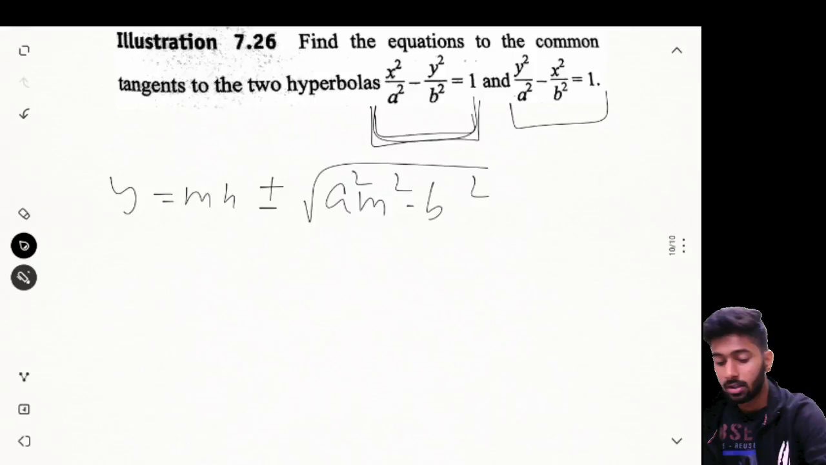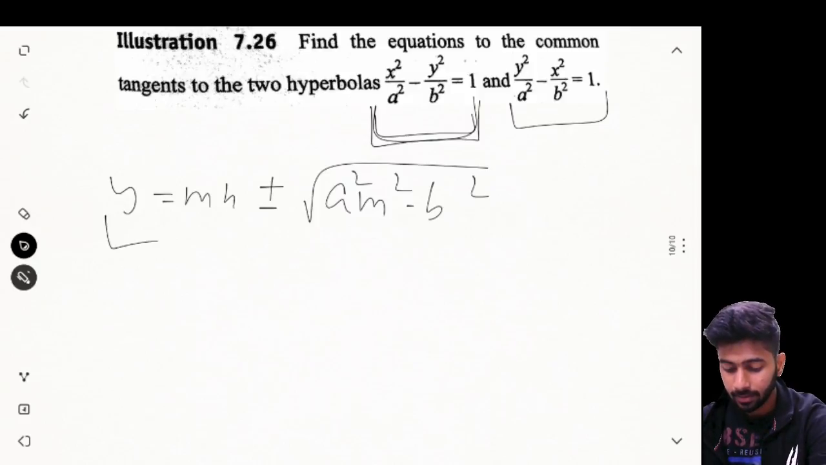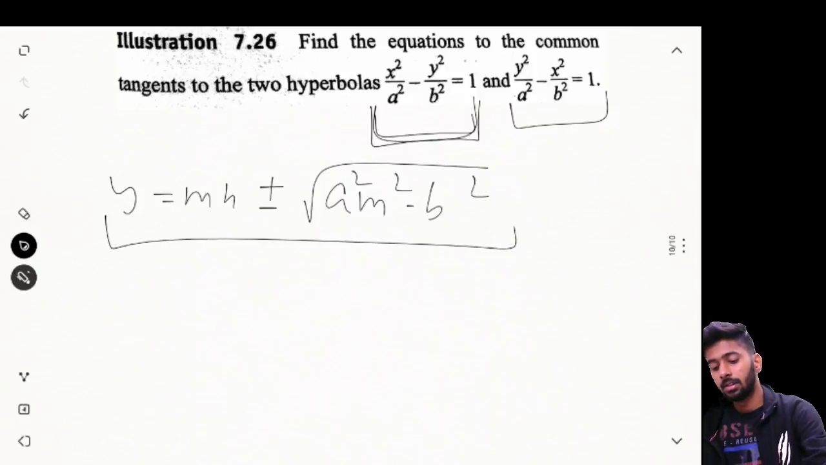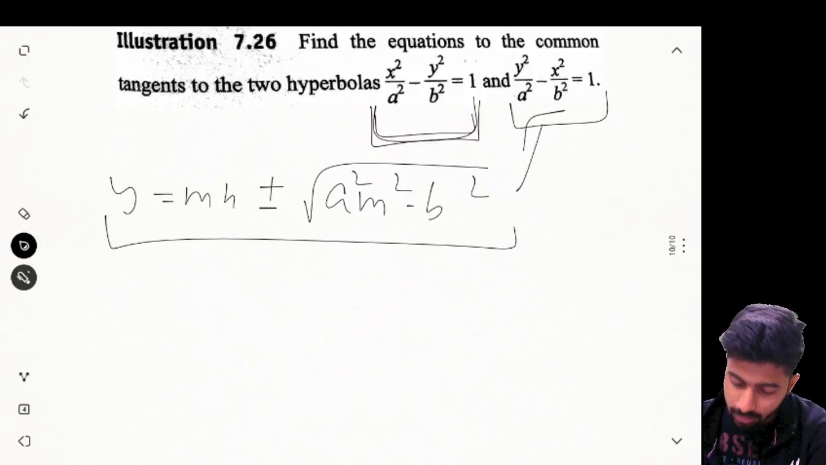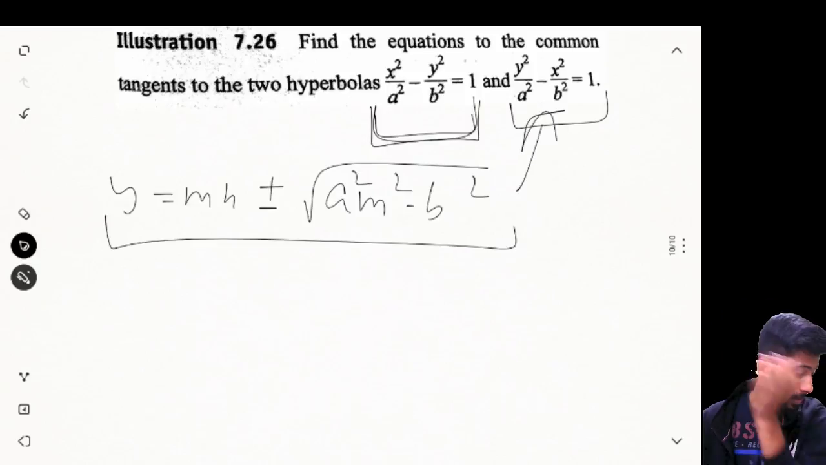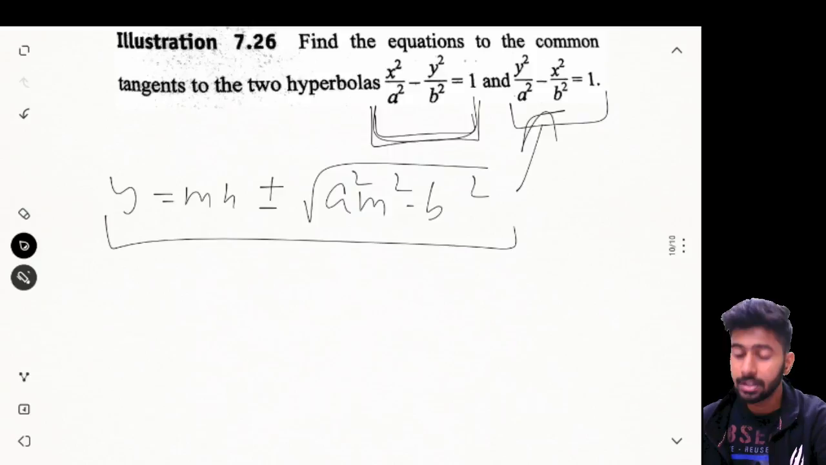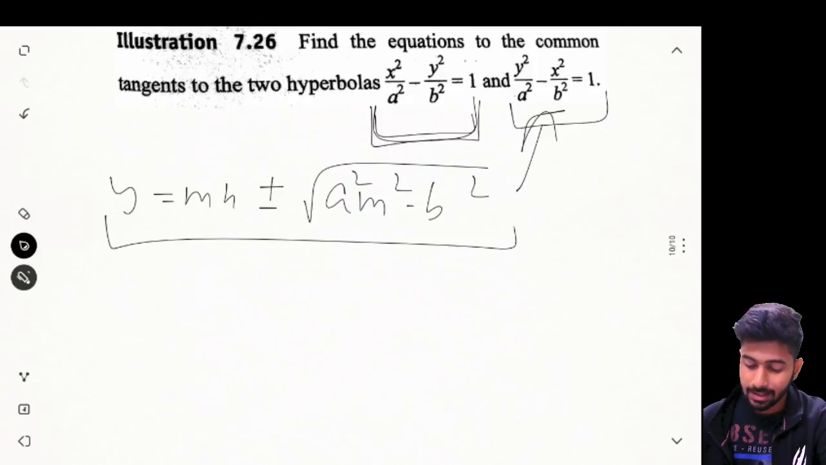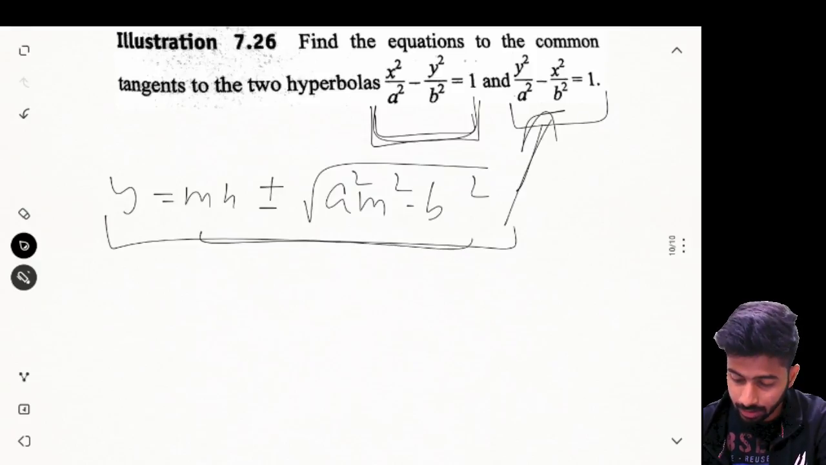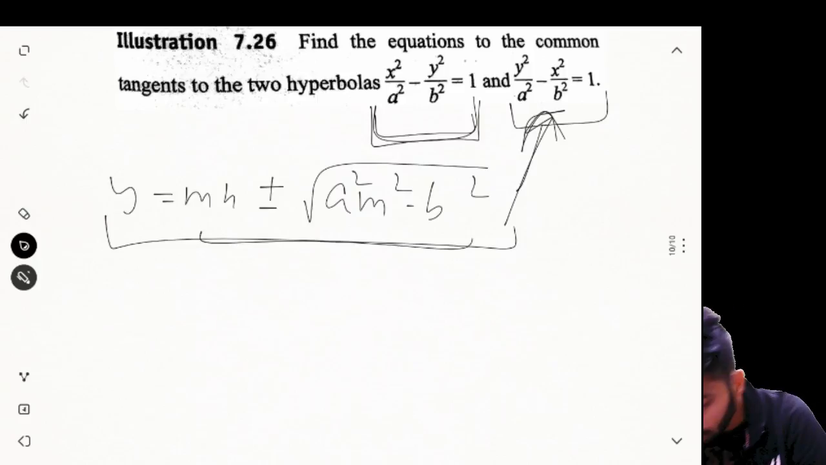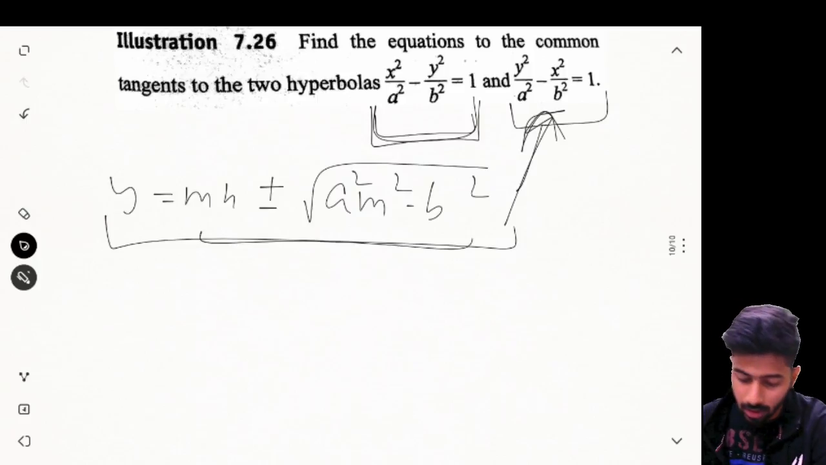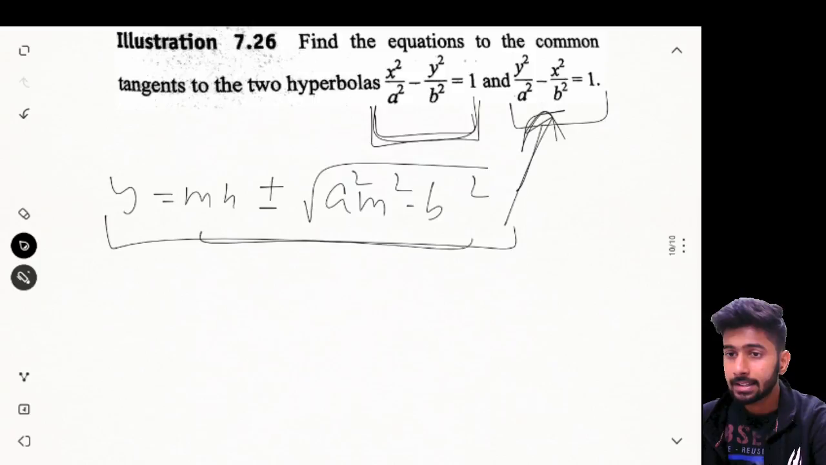Now what you want is this tangent, whatever this tangent is, it should also be a tangent to this curve, right? So simply what I'll do is I'll replace this y and I'll put it here, and then we can do the same thing. So we can form a quadratic in x and equate its discriminant to 0.